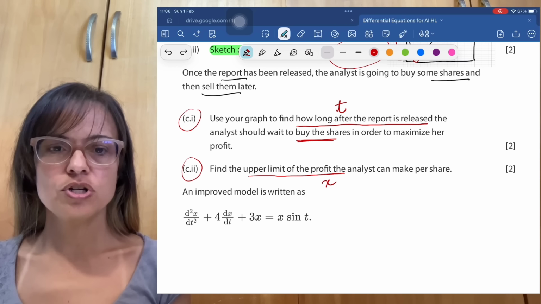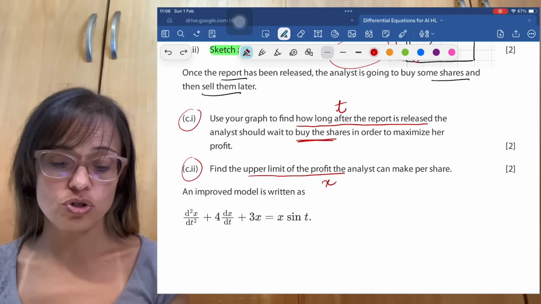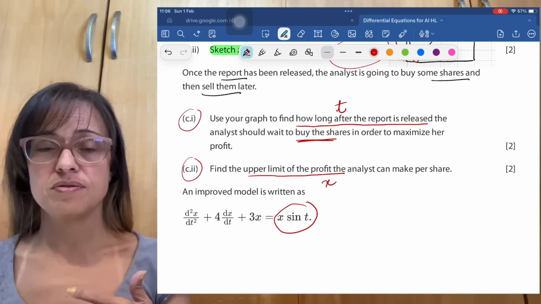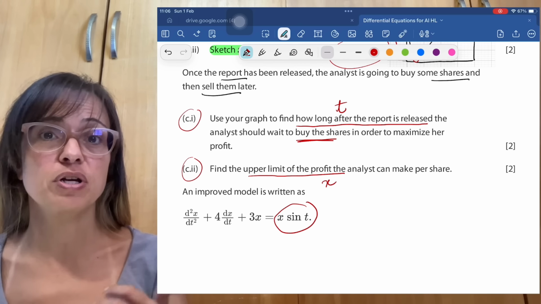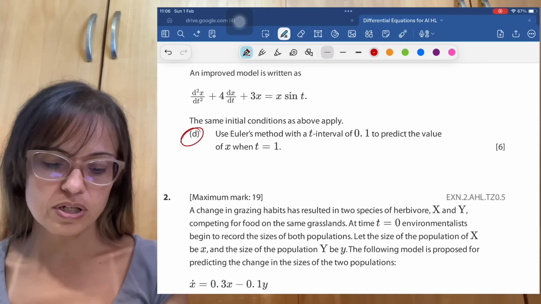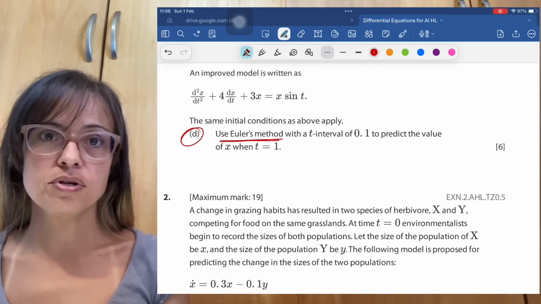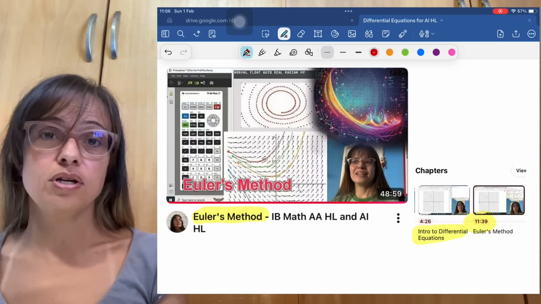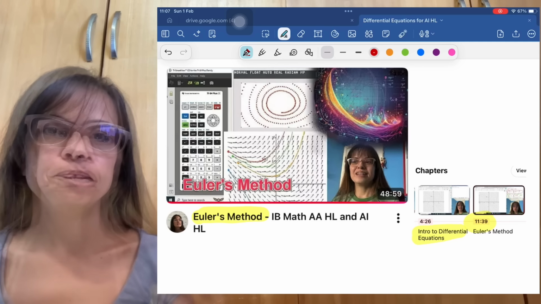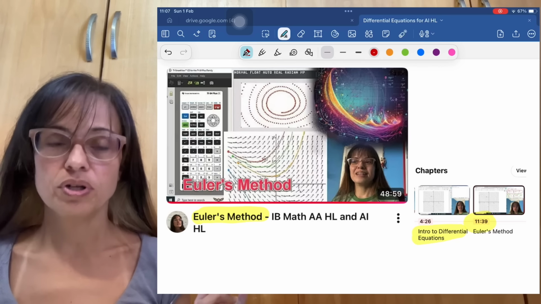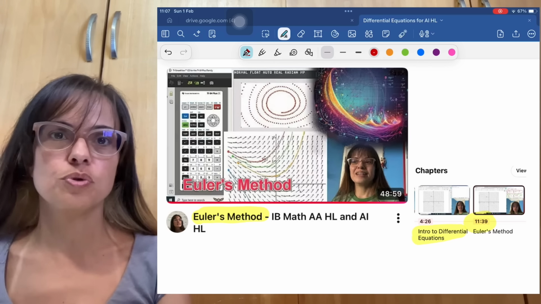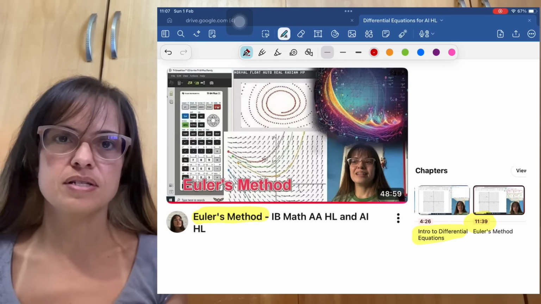Now for the rest of the question, he changes his original equation. The right-hand side used to be 0, and now it's this complicated looking thing that depends on both x and t. But I'm not going to do part D right now because it is about Euler's method. So now is the time when I think if you don't know Euler's method, you should go back to this video and watch the rest of it to learn how to do Euler's method. It's not this exact question. I was working with other problems there, but it's the same thing.